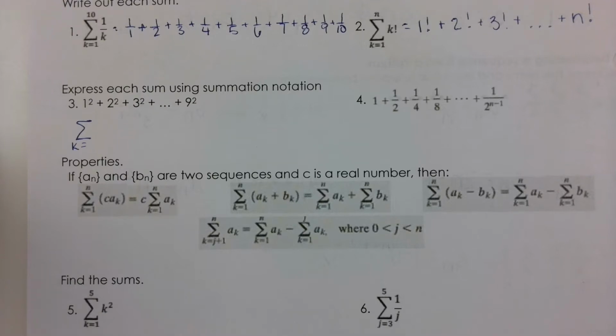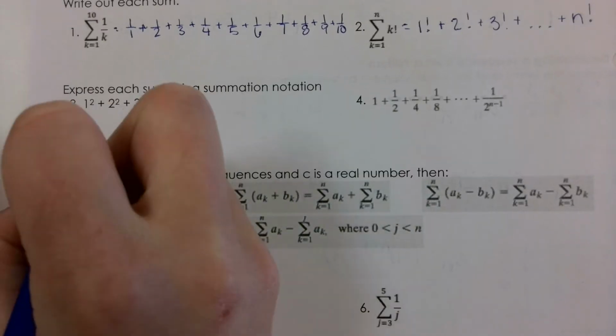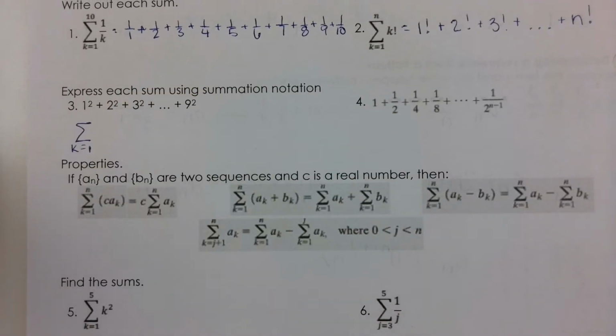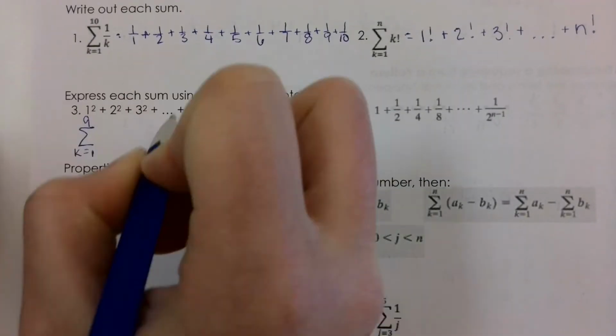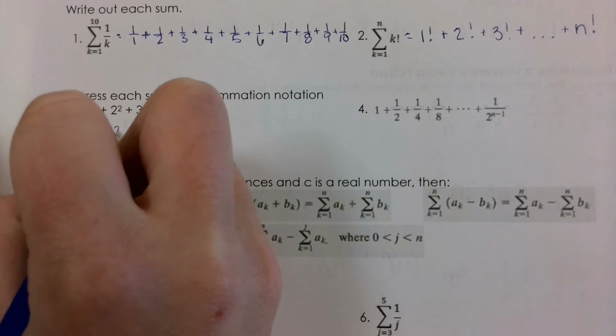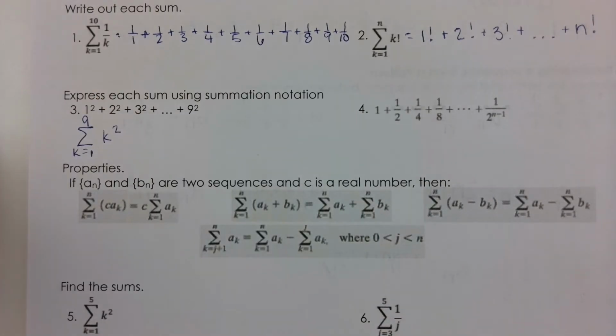Anyway, what do you think we're starting at? 1. And then where are we ending? 9. What is our rule? K squared. Is that okay? K squared. Questions?